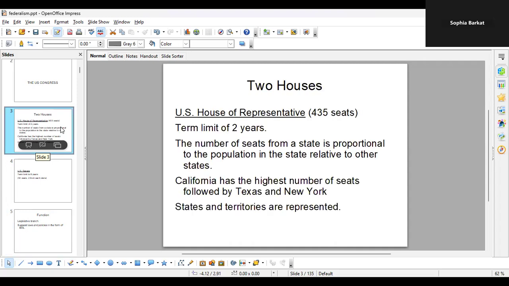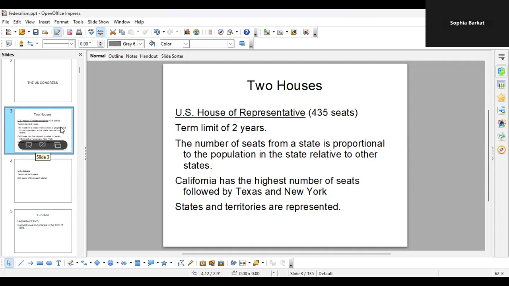Let's look at the Congress. What is it made of? So these are elected officials. There are two houses. The U.S. House of Representatives has 435 seats. This is where more people are within the Congress. The term limit for each seat is 2 years.